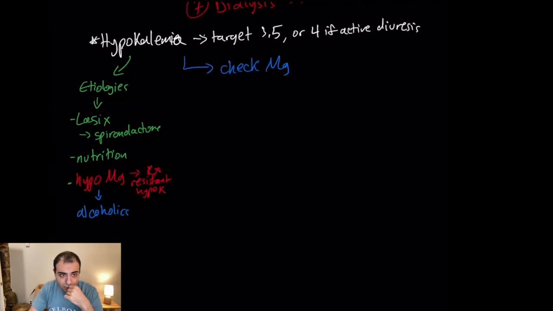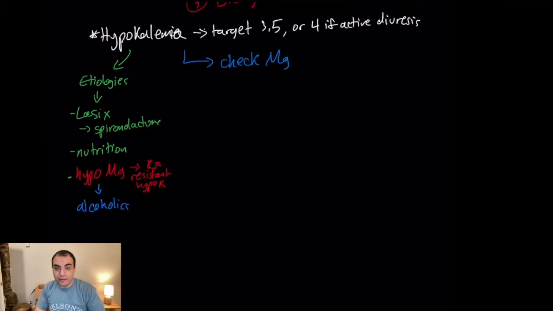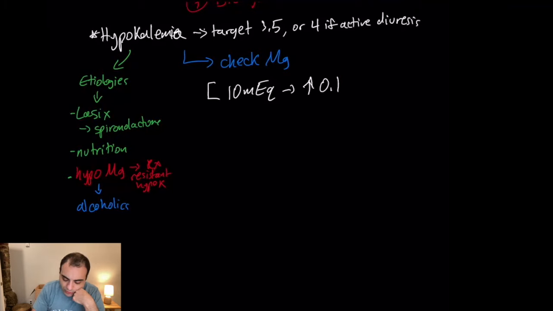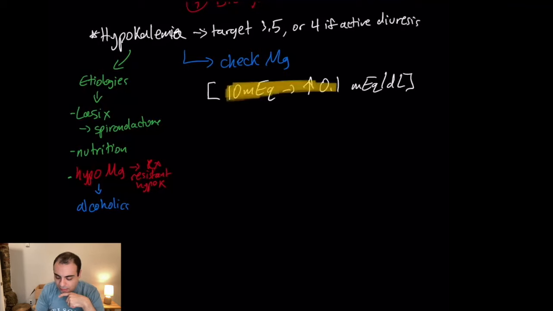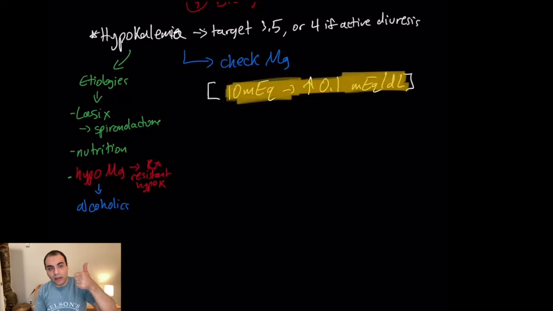Cool. So the rule of thumb when you're repleting potassium is that every 10 milliequivalents of potassium you give the patient will increase the potassium level by 0.1 milliequivalent per deciliter. So keep in mind that if you give the patient 10 milliequivalents, regardless of how you give it, it's going to raise the potassium by 0.1.